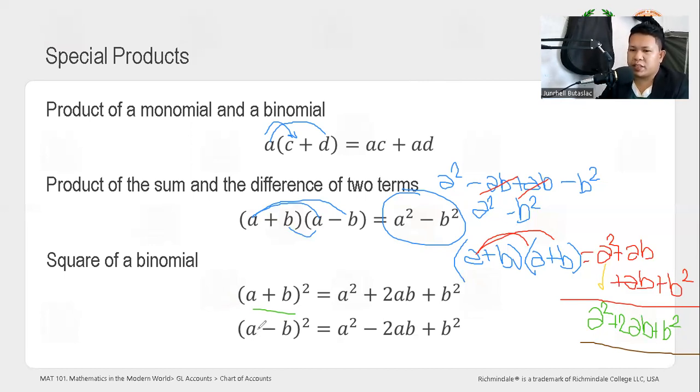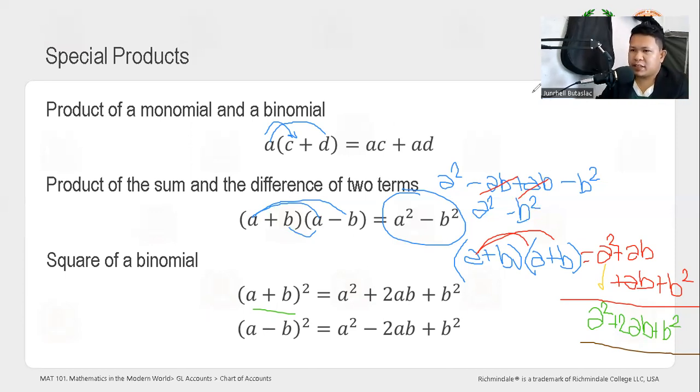You can distribute this, or you can solve it using the FOIL method, which is much better. So that's an easier one. But you can directly multiply this according to its rule, since this is a power of 2. So A squared, A times A, that's A squared, B times B, that's B squared. But much better if you distribute.